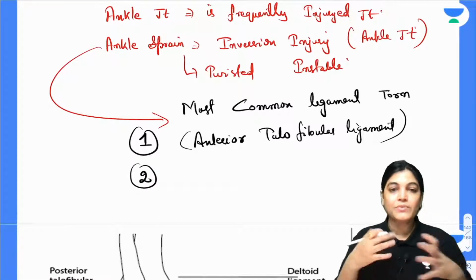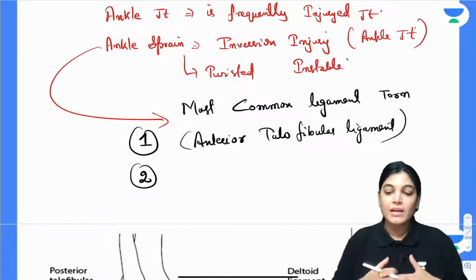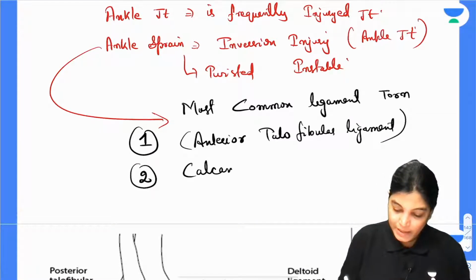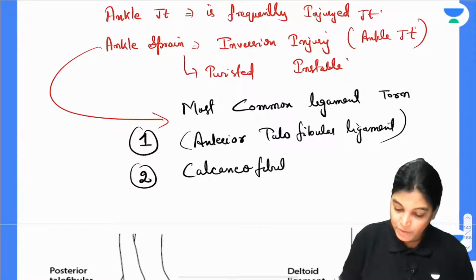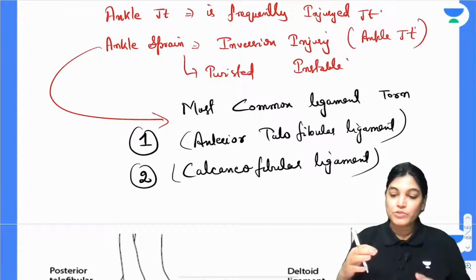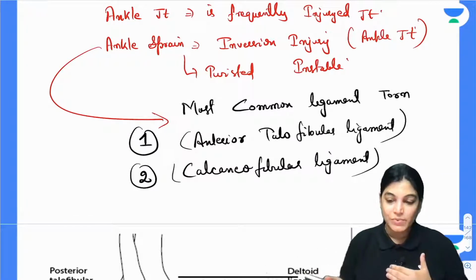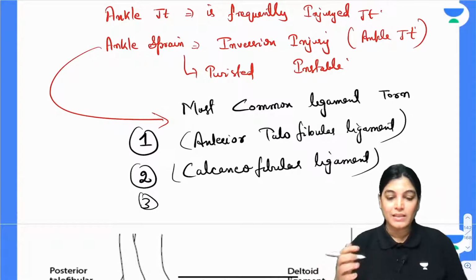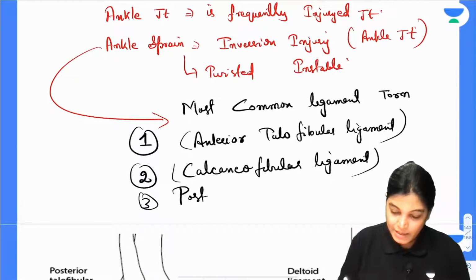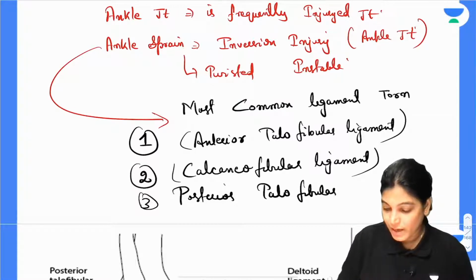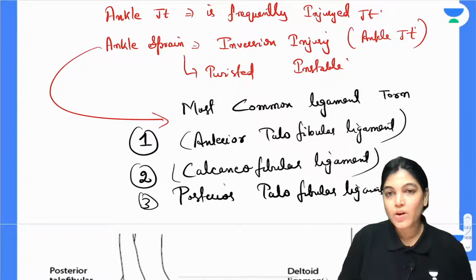Followed by this, if there is a severe inversion injury, the next will be the calcaneofibular ligament. The calcaneofibular ligament can be involved. Followed by it, if the injury is of a much more severe level, the last to be involved but can be involved is the posterior talofibular ligament. So got it?